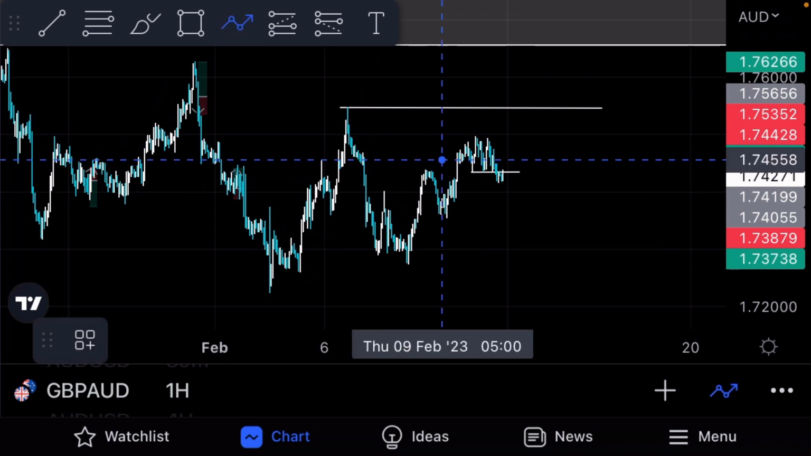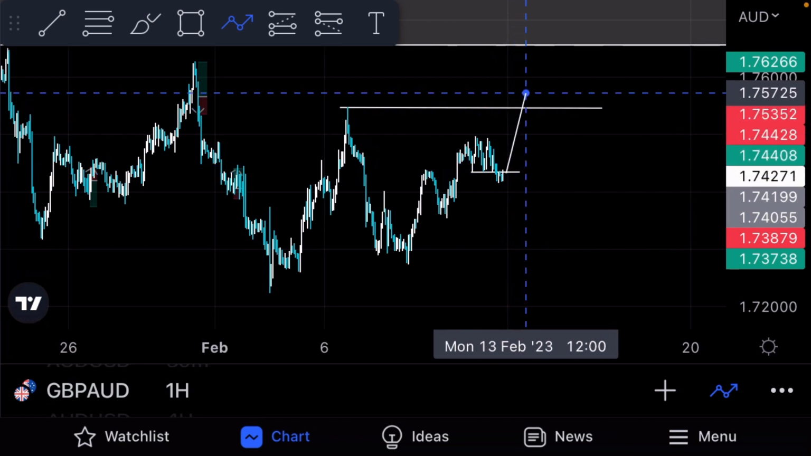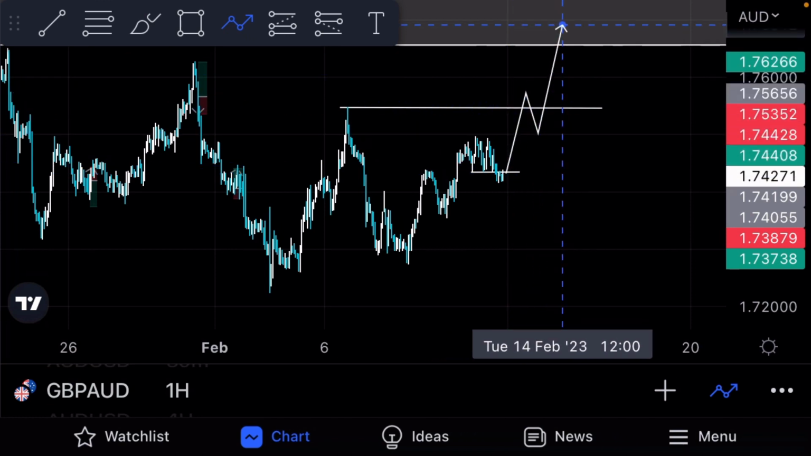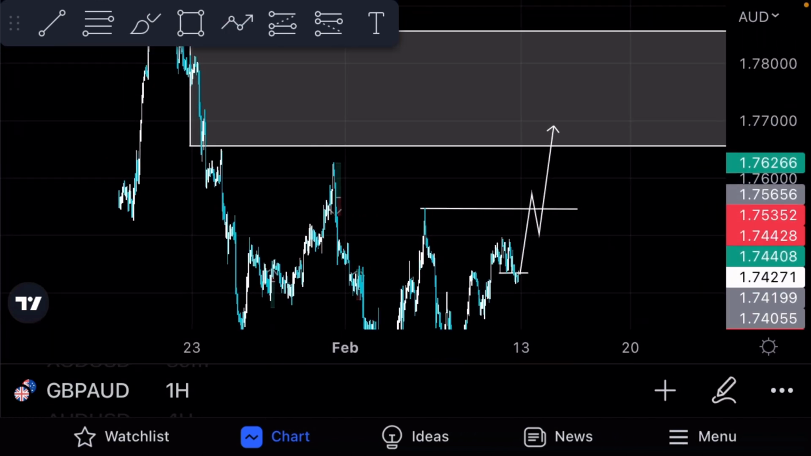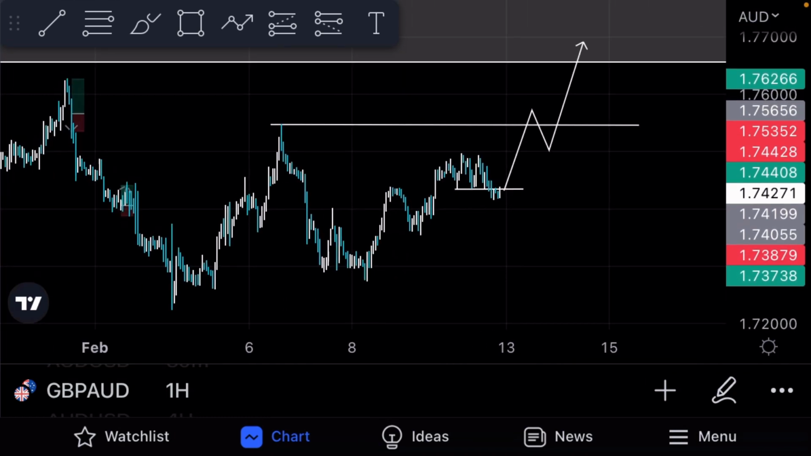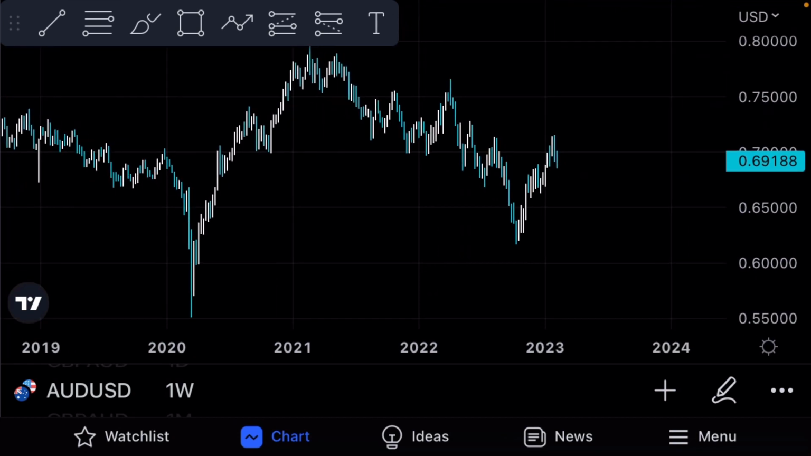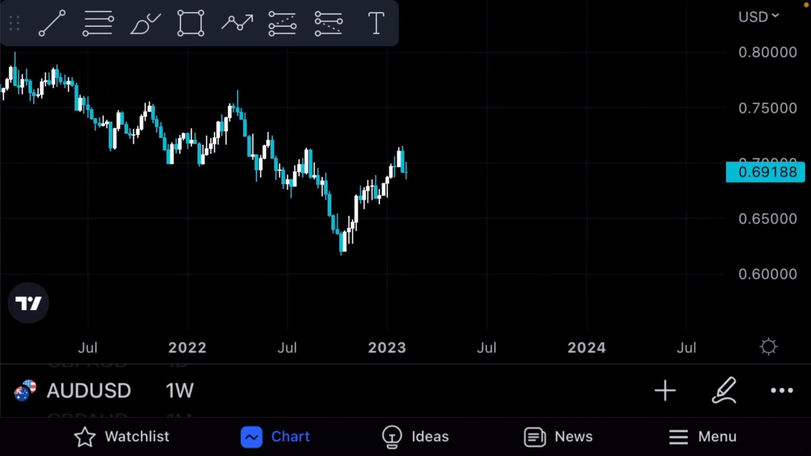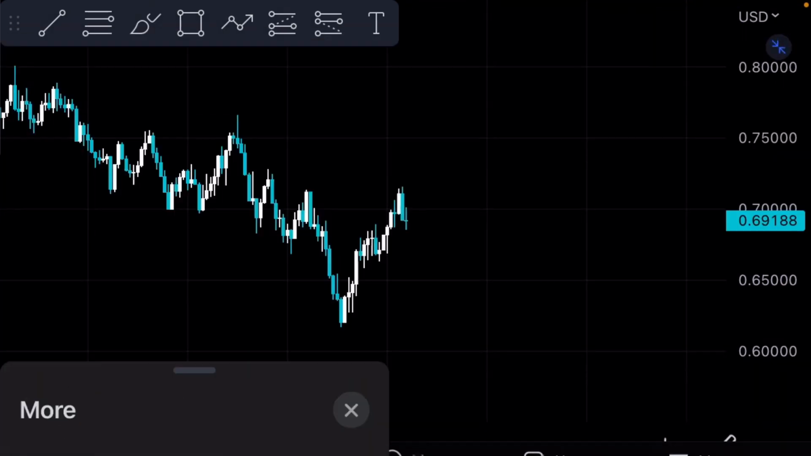But if Monday should break this high, then fine and good, we'll look for bullish movement into these levels. So we normally use Aussie dollar to determine the direction GBP is planning on taking.